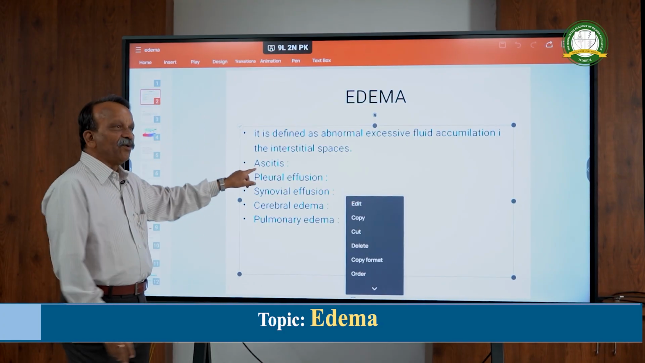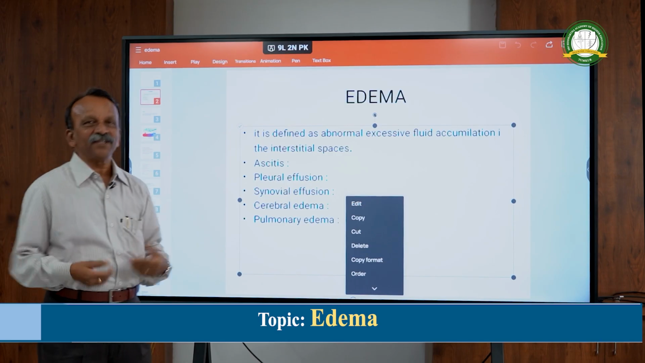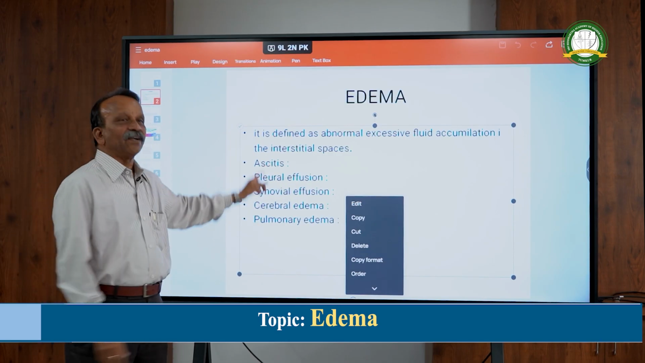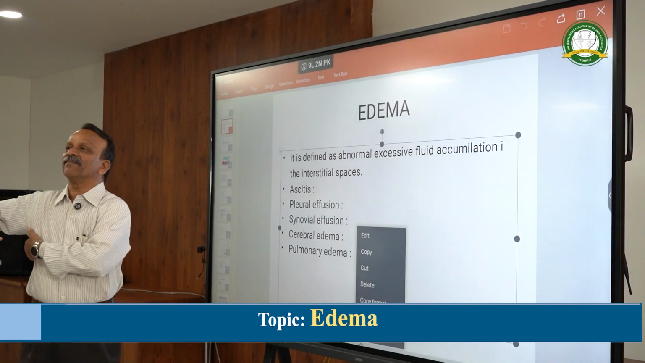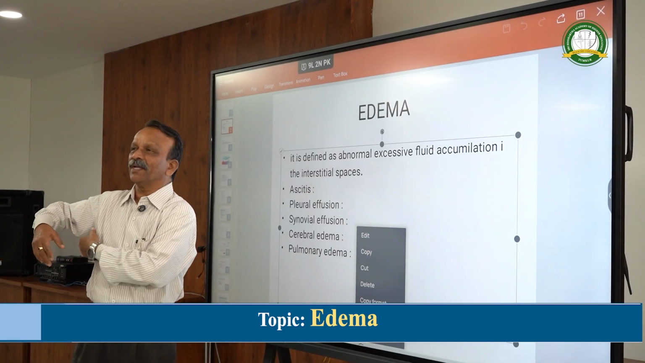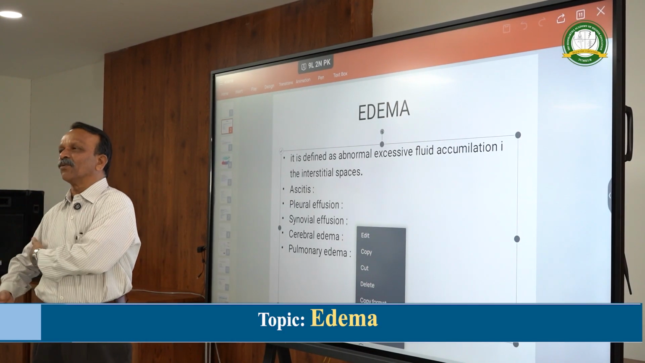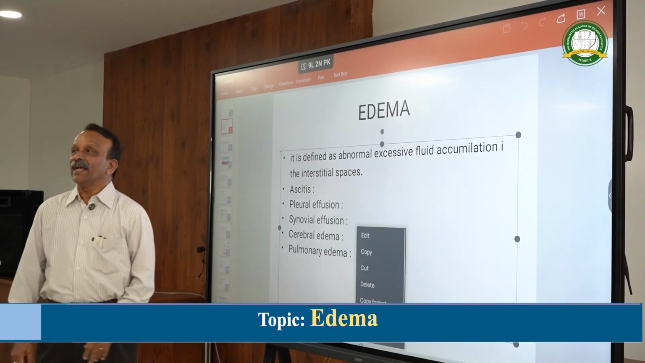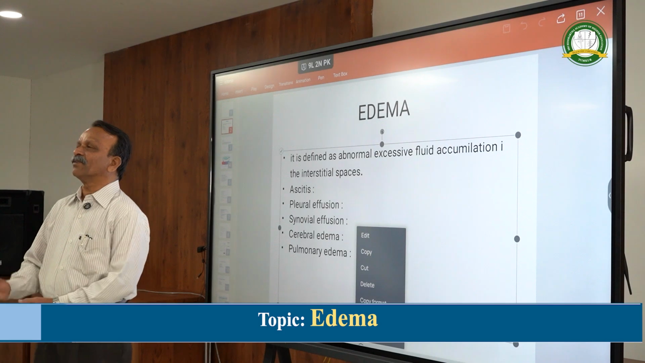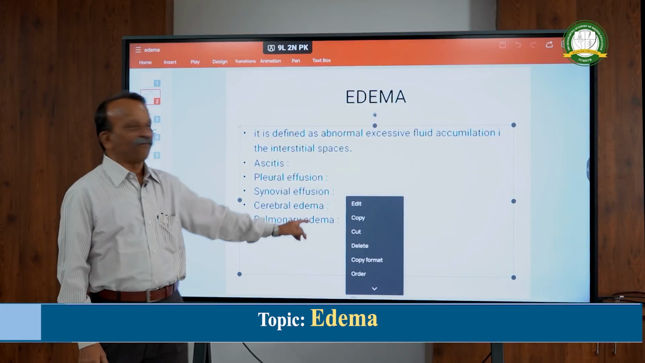Now if the fluid accumulates in the abdominal cavity, that is called ascites. Then if there is excessive accumulation of fluid in the pleural cavity between the parietal and the visceral pleura, that is called pleural effusion. And in the joints, there may be accumulation of fluid, that is called synovial effusion.